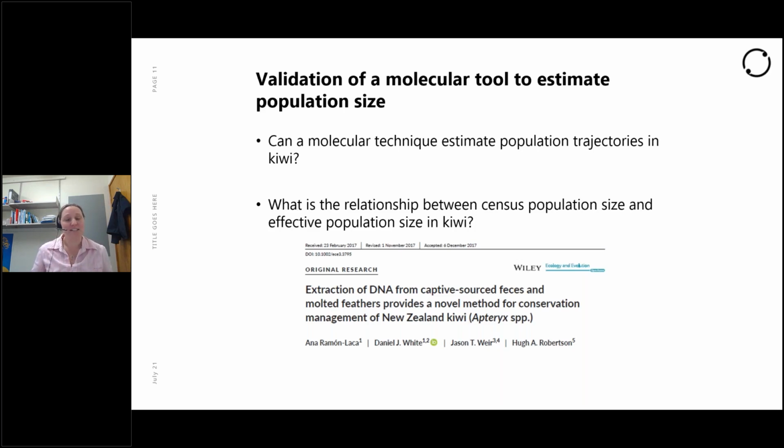My predecessors went some way to achieving this by developing the actual molecular technique. We've since tested this technique using samples that were very kindly supplied to us by Hugh. And we find that using feathers, we can estimate effective population size, and that matches what's known based on census population size, which has been calculated by dog surveys. So this molecular tool is very, very sensitive and should work very, very well, provided you can get feathers in enough quantity to be able to estimate effective population size.